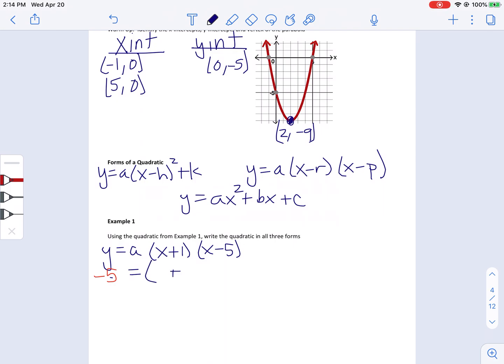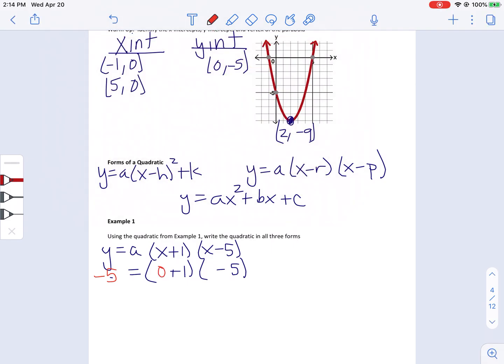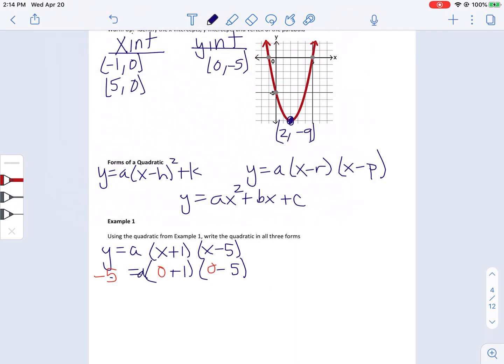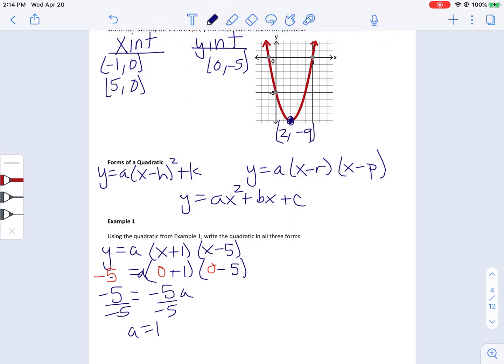equals, and then for that x value, x is 0. And then again, I forgot to write it, but we have that a beforehand. So if I do this, I would have 1 times -5a. So a equals 1. So my final equation would be y equals 1 times (x plus 1) times (x minus 5).